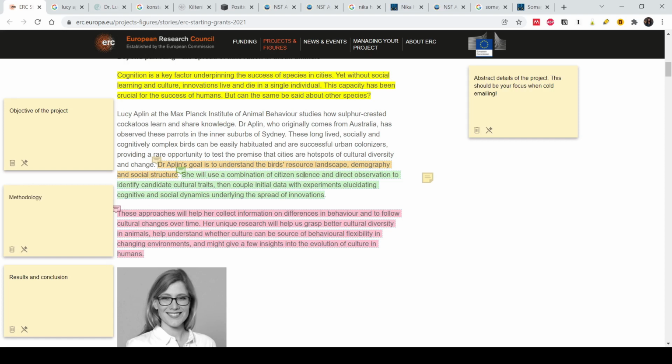She will use a combination of citizen science and direct observation to identify candidate cultural traits, then couple initial data with experience, elucidating cognitive and social dynamics underlying the spread of innovations.